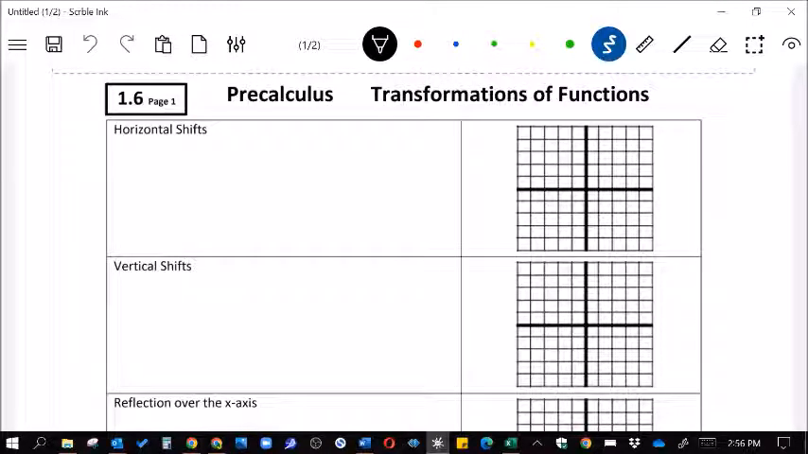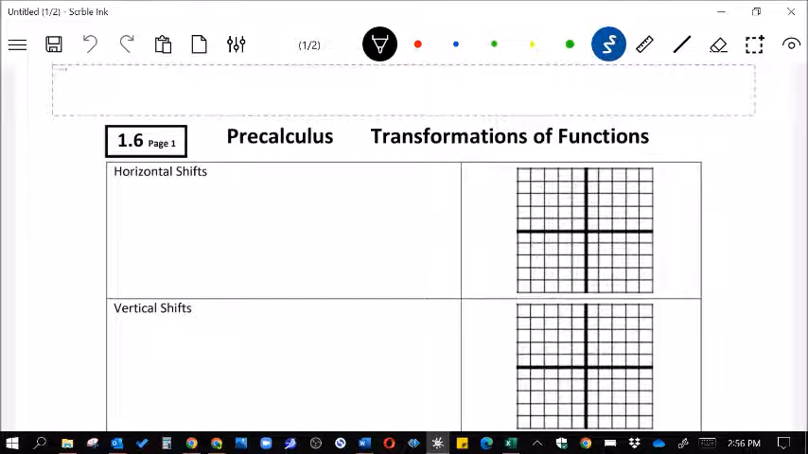We're going to review the transformations of functions. And let's start off with a horizontal shift. I'm actually going to start with putting the basic graph of a parabola. In fact, let's review the fact that we can use this with various types of functions.